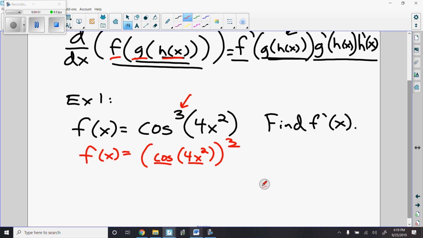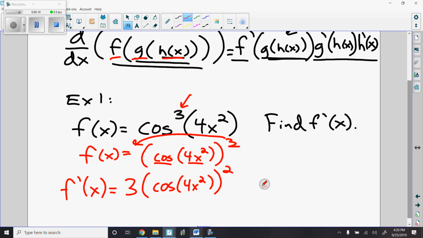So when I go to do f prime of x, I do the derivative of the outside with respect to the inside. So I've got 3 coming up front, and I'm going to keep the inside alone, and I'm not going to mess with it. And I have 3 cosine of 4x squared, whole quantity squared. Okay? That's like f prime of g of h of x. But now I need to multiply by g prime of h of x. Right? I'm doing the derivative of this cosine of 4x squared.